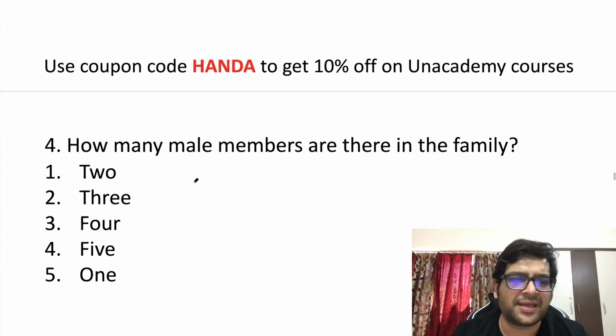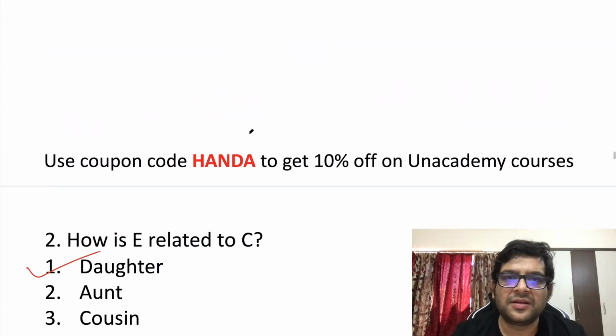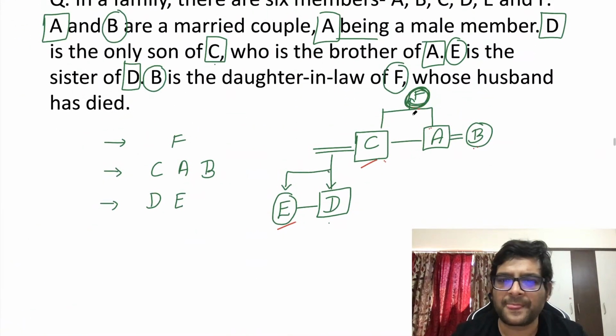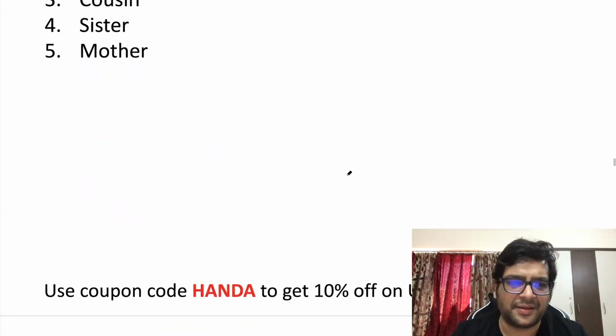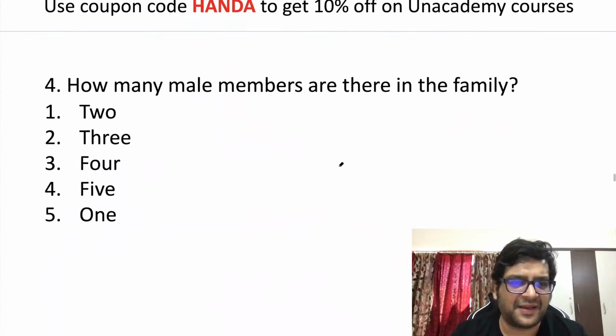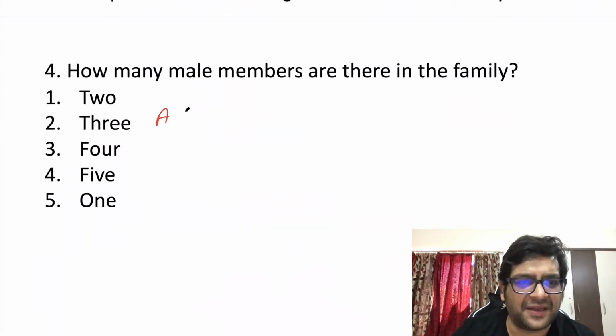How many male members are there in the family? So we have A, C and D. There are 3 male members in the family.